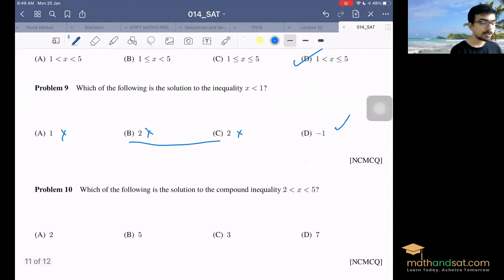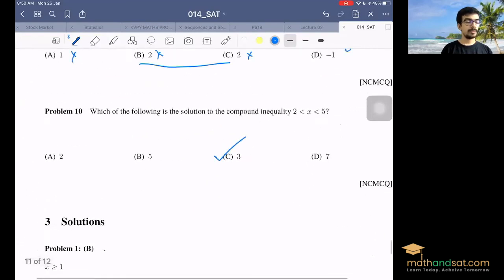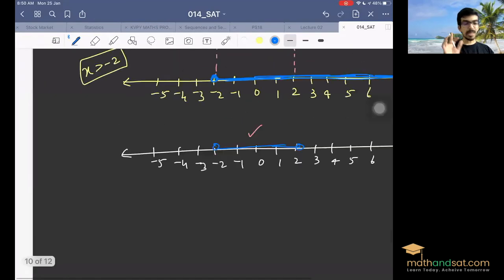Which of the following is a solution to the compound inequality 2 less than x less than 5? Yeah, C is the answer, because it has to be between 2 and 5. 2 and 5 are excluded. So this is basic stuff.